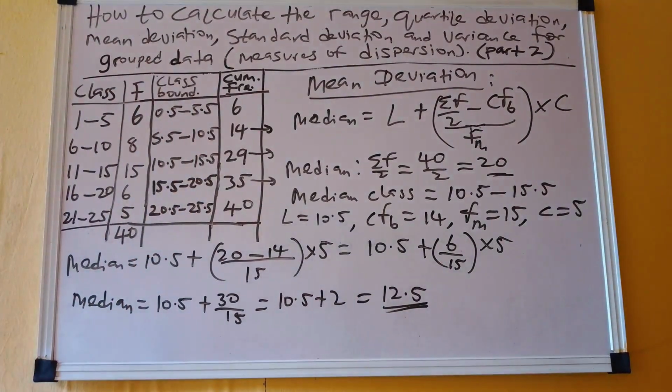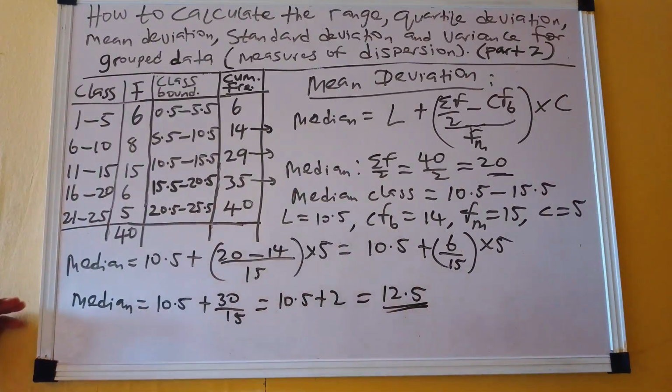So please take note of that. Our median is also the second quartile. So our median is 12.5. Let us take good note of that. Now we'll go ahead and calculate the mean and the mode.